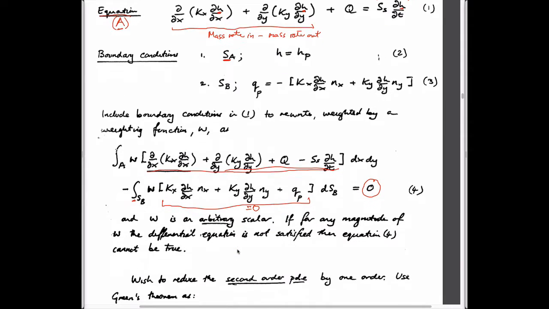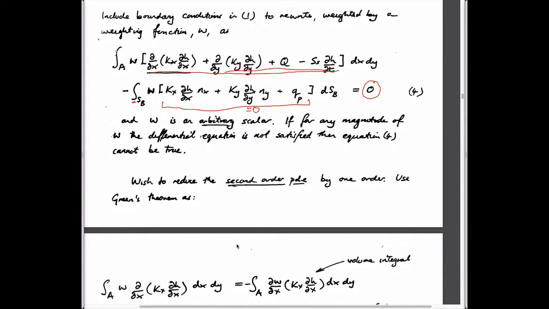And so this is the expression that we'll use. We've weighted both of these by a so-called weighting function, w, that's what it's called, w. And that can be any number that we wish to choose. So equation 4 should still be absolutely valid.